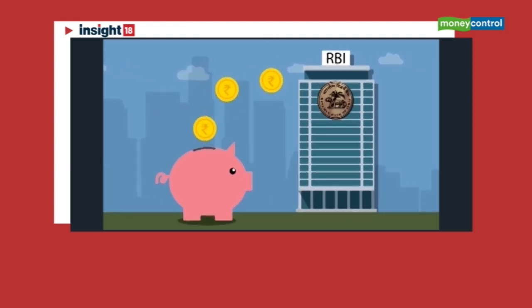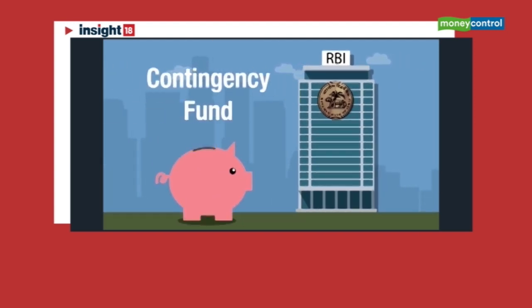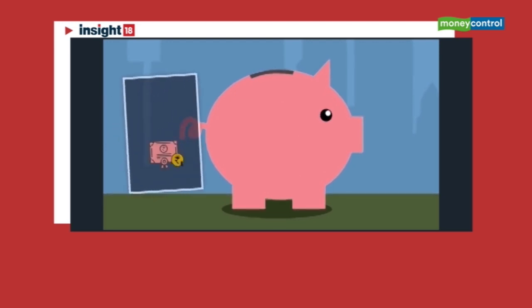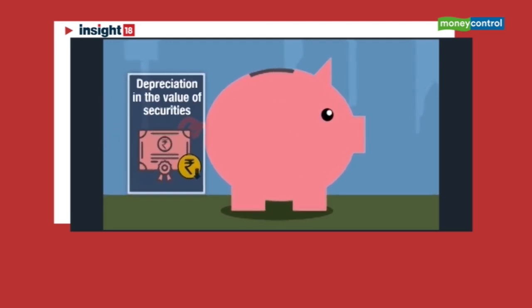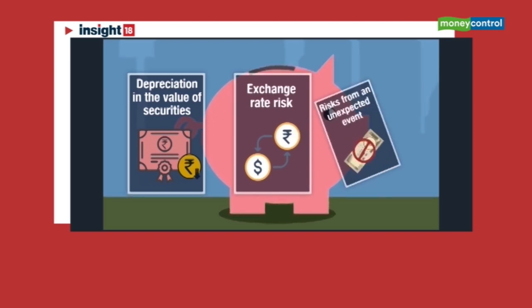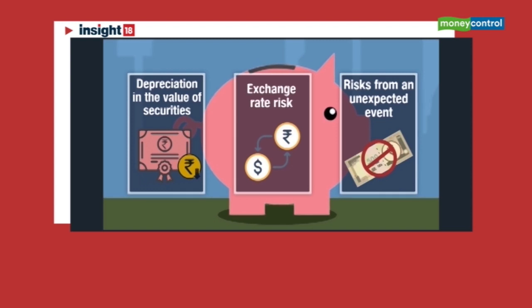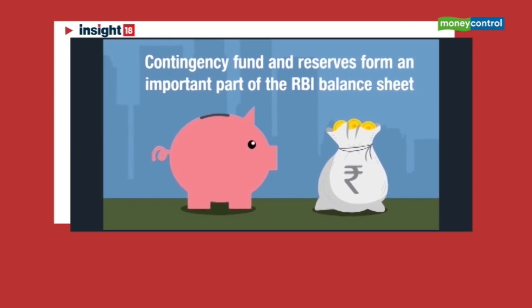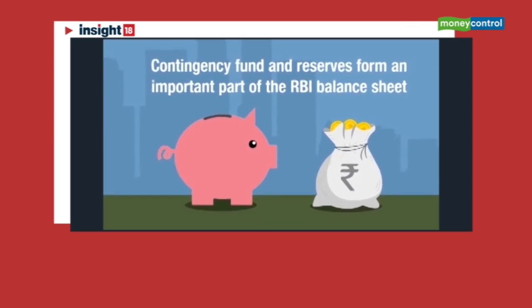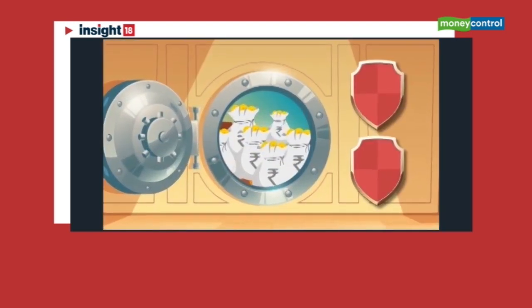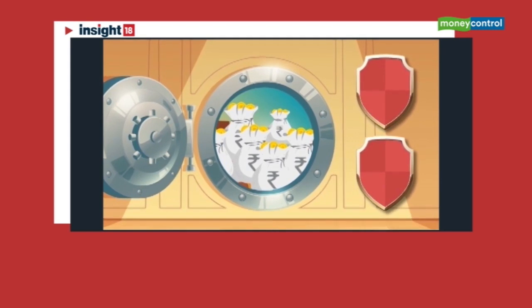In some years, RBI also sets aside money for a contingency fund. This fund is meant for meeting unexpected and unforeseen contingencies, such as a rapid depreciation in the value of securities the RBI holds, risks from exchange rate policy operations, etc., or risks from an unexpected event like demonetization. The contingency fund, along with the other RBI reserves, forms an important part of the RBI's balance sheet. They add to the RBI's arsenal to meet unexpected disruptions and provide comfort and confidence to global investors.